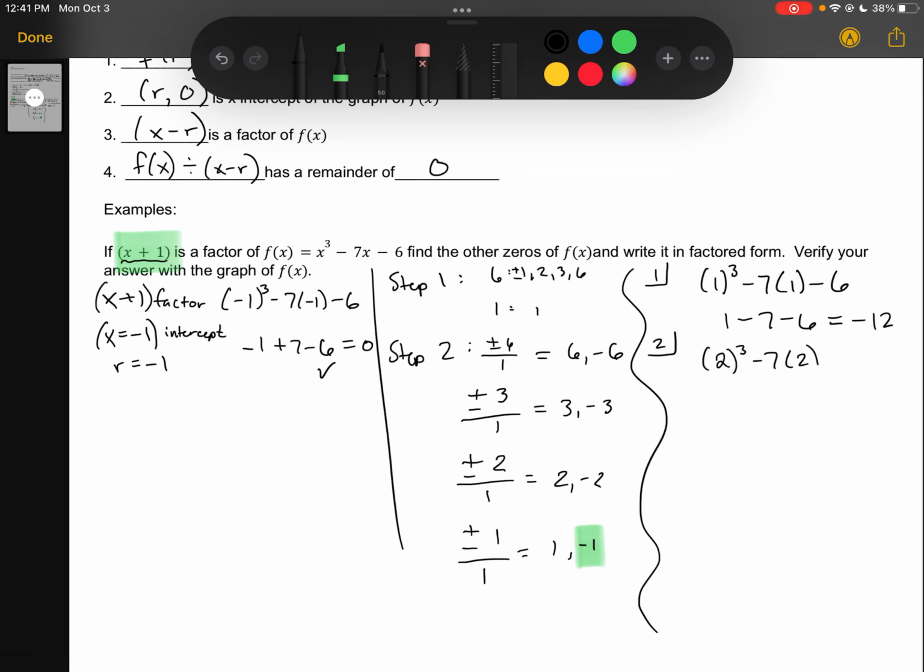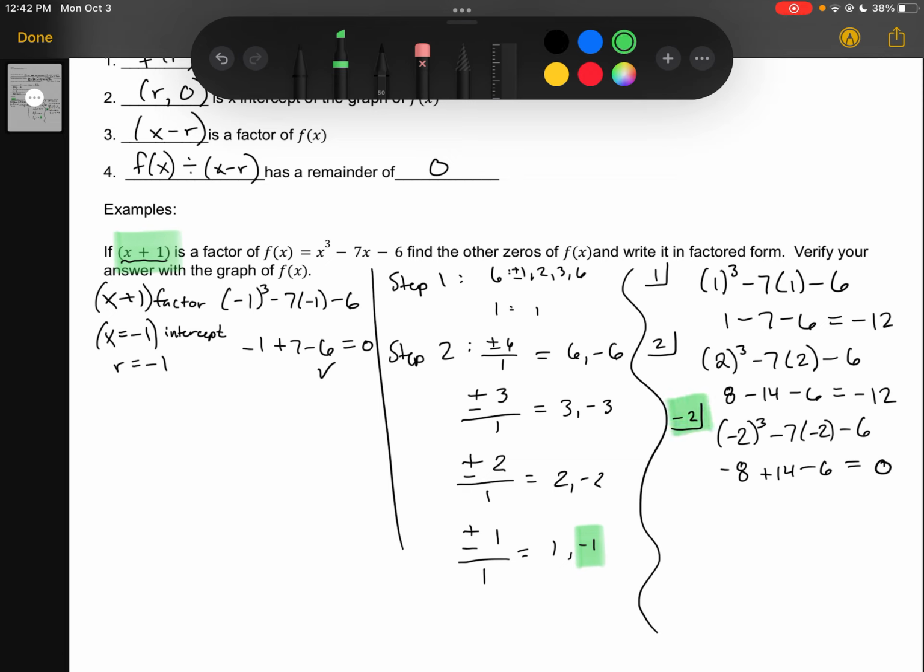2 to the third minus 7 times 2 minus 6. It looks like we end up with -12 again, so again, it doesn't look good. We'll keep going. -2 this time. -2 to the third minus 7 times -2 minus 6. Now we have -8, positive 14 minus 6, and that should give us 0. So I'll highlight -2 in green. It looks like we found a second factor.